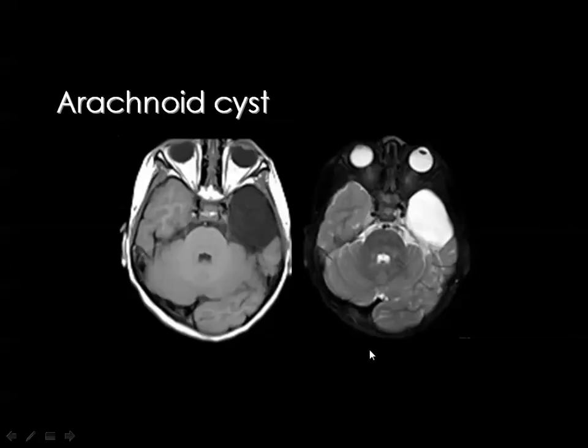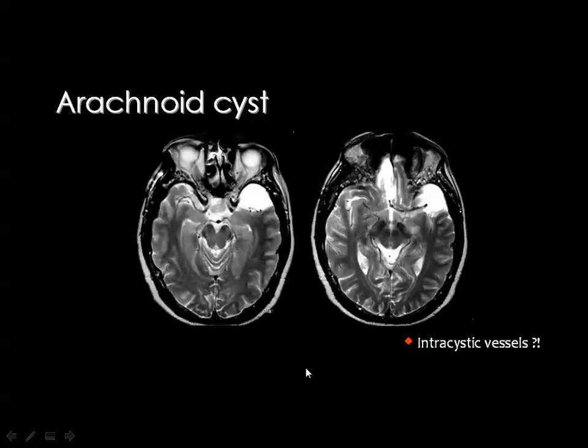Then this is the appearance of an arachnoid cyst by MRI: T1 weighted image low signal, T2 weighted image high signal, exactly or almost exactly similar to the CSF in the ventricles. Then this is what we call intracystic vessels, because this is a cystic lesion and it occurs near the region of the sylvian fissure where the branches of the middle cerebral artery are present.